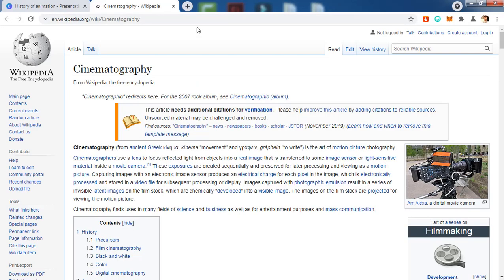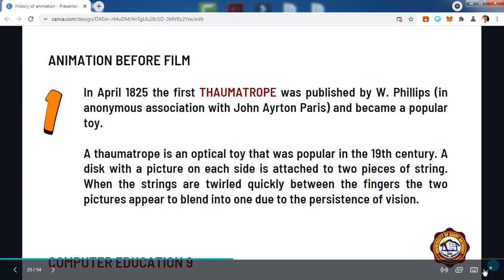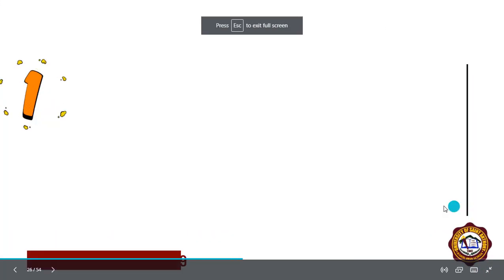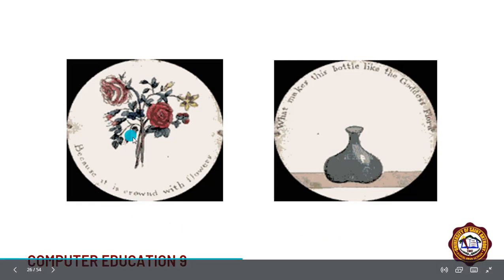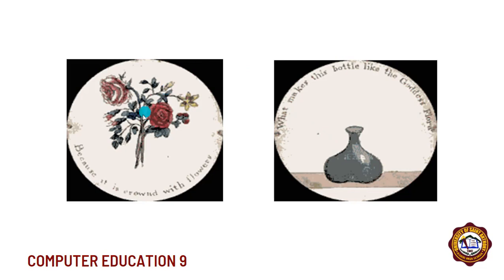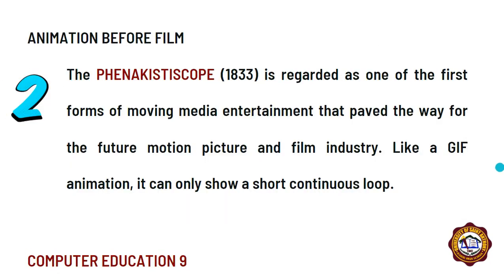So parang pag twinist mo siya, parang nagme-merge yung dalawang image. So ganito yung itsura niya. Ayan. So pagkabilaan yan, dulo-dulo. Then pag twinist mo, parang pumapasok ngayon yung flower dito sa base, tapos yung wording dito sa taas, at itong wording dito sa baba, magiging isang image. So para siyang naging toy nung panahon. Okay? So that's thaumatrope.